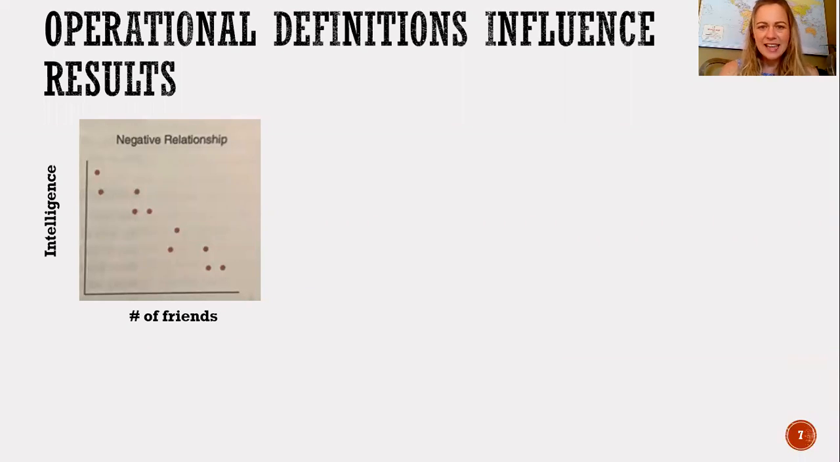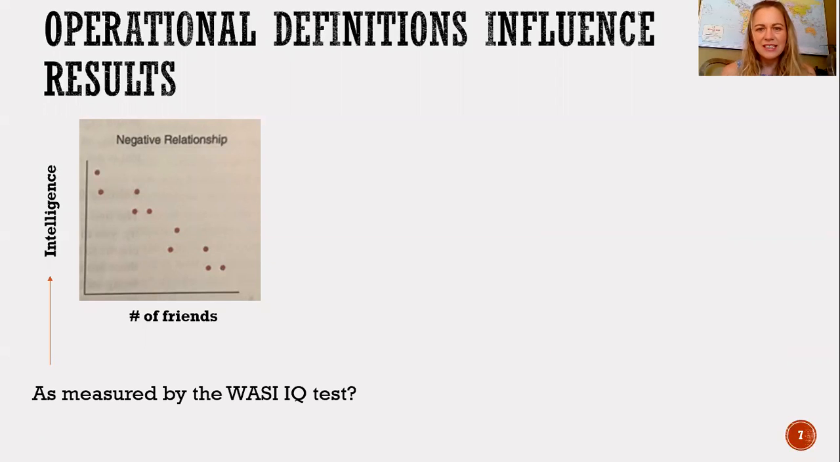So here in a scatter plot, each dot represents a person, and where they fit on this graph tells us about their scores on each of those variables. So somebody up here would have high intelligence and low number of friends, versus somebody down here has low intelligence and high number of friends. This is the kind of results that they probably found in that study. And I would imagine they would find this if they defined intelligence using that more narrow, restricted definition of intelligence as found by IQ tests.